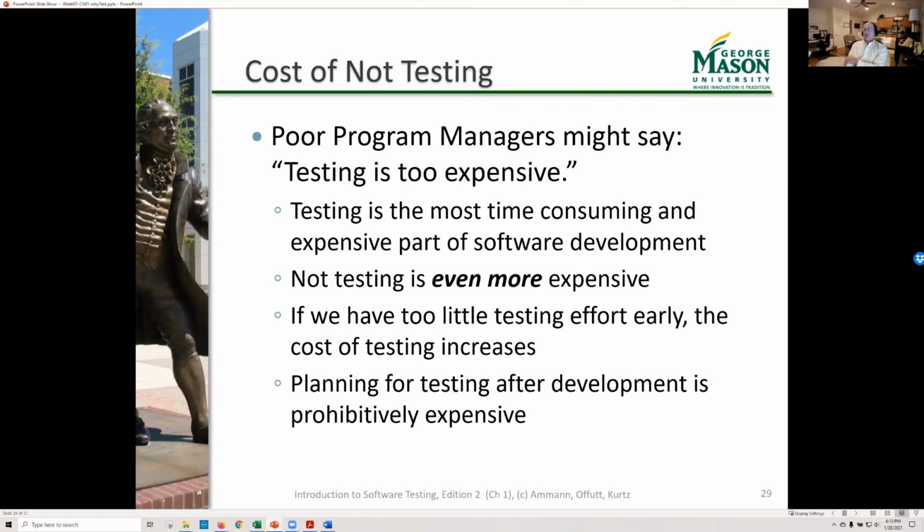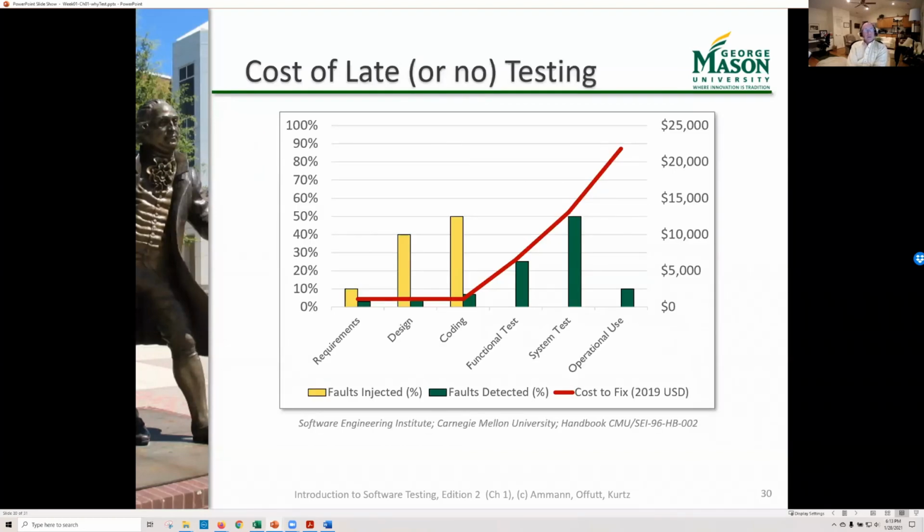But if I don't test it, that can be even more expensive, because if it breaks, my sales may go down, my customers might die, depending on what it is that I'm building. This is a very bad thing. And you can't plan for your tests after the development is complete. That's just too expensive and too long. We need to be integrating testing in with our development as we go. So testing costs more the later we do it.